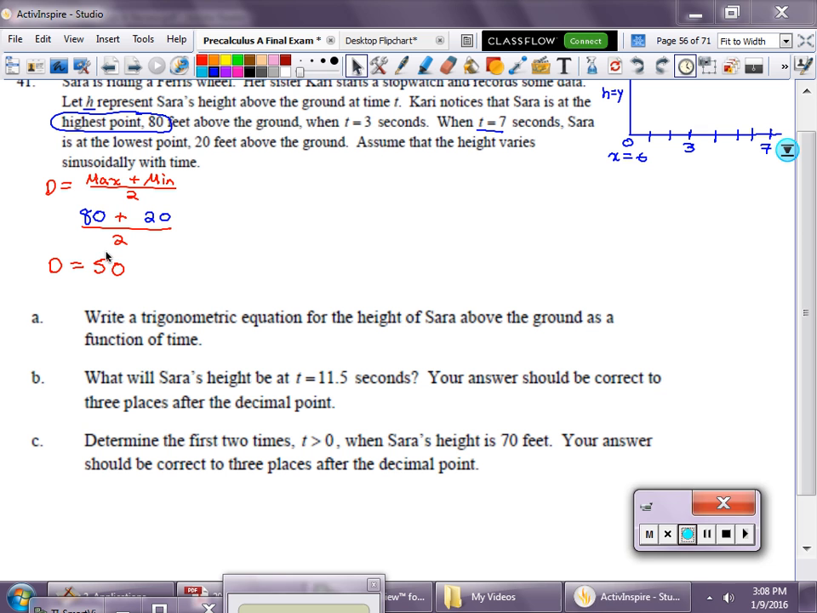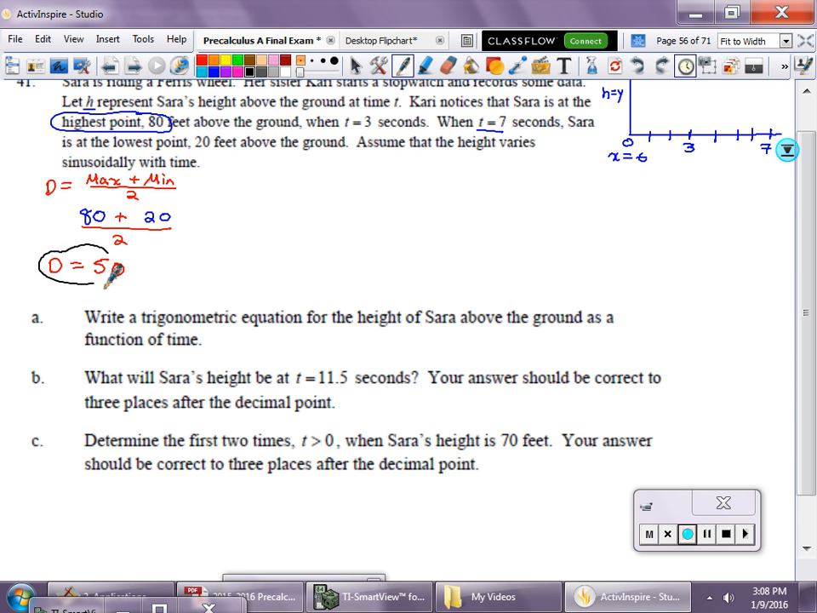Okay, so we have D is equal to 50. Let's go ahead and find A. A is equal to max minus min, divided by 2, which is going to be 80 minus 20 divided by 2. We're going to check these values with a calculator, of course. Make sure you're looking at that math calculation. And A is equal to 30.